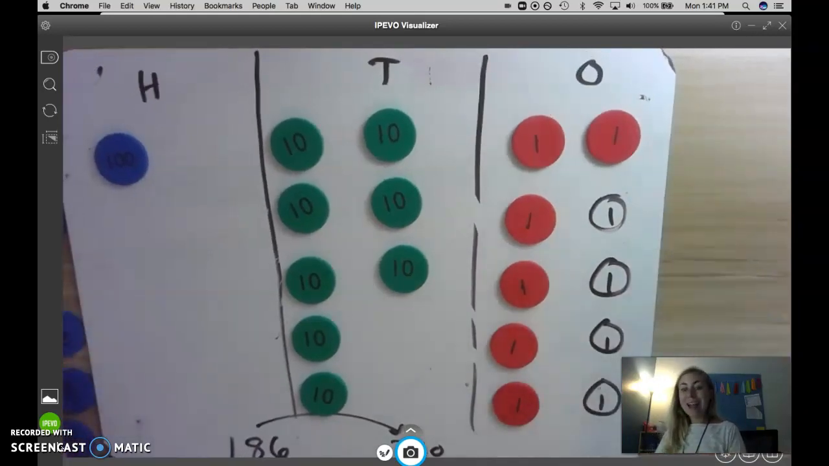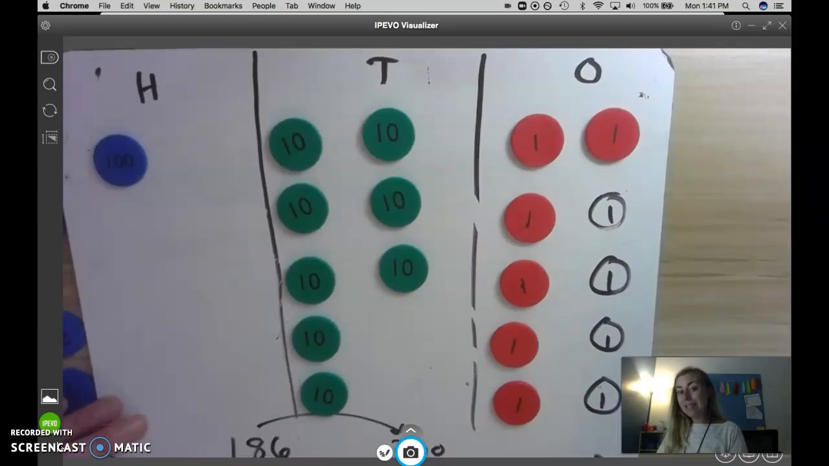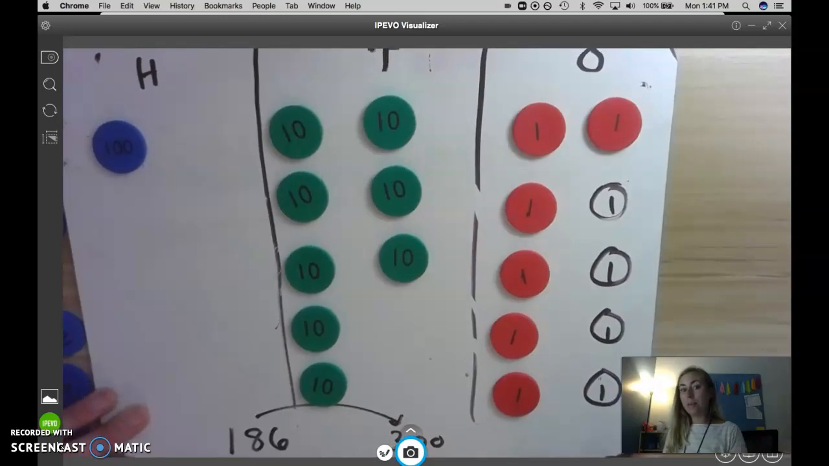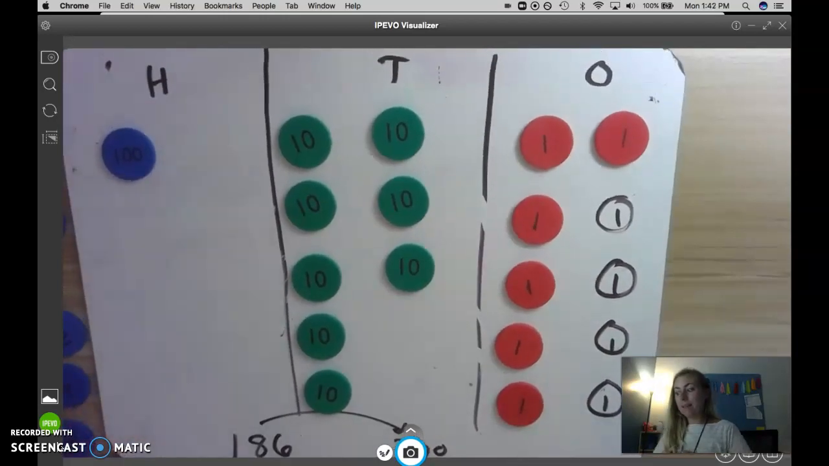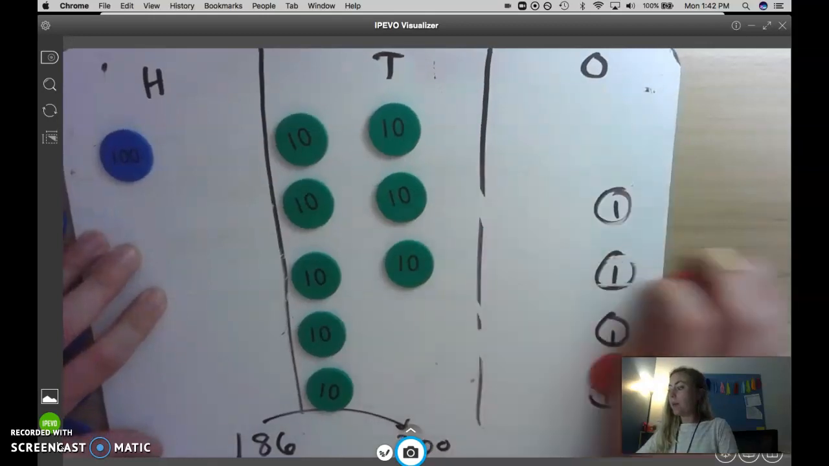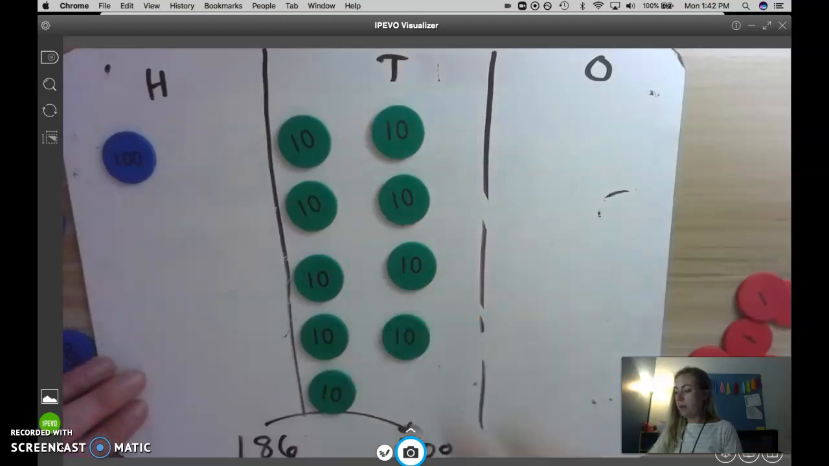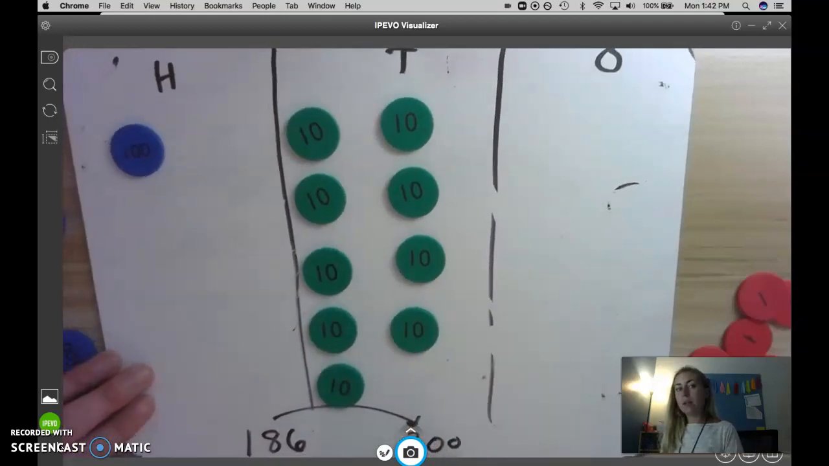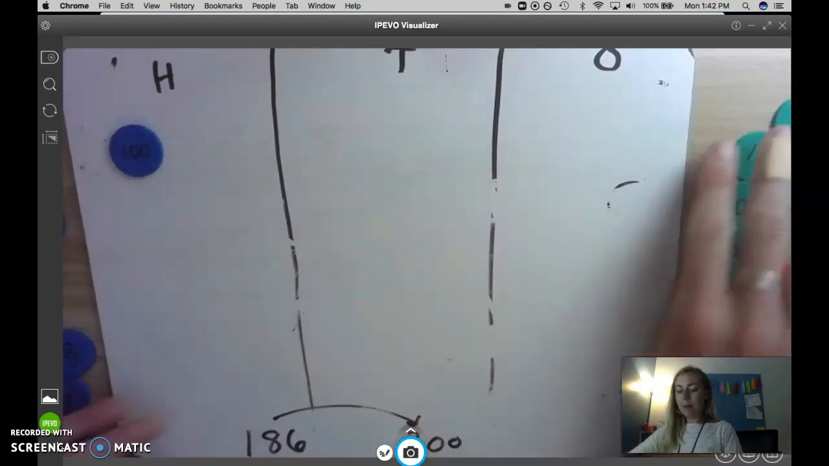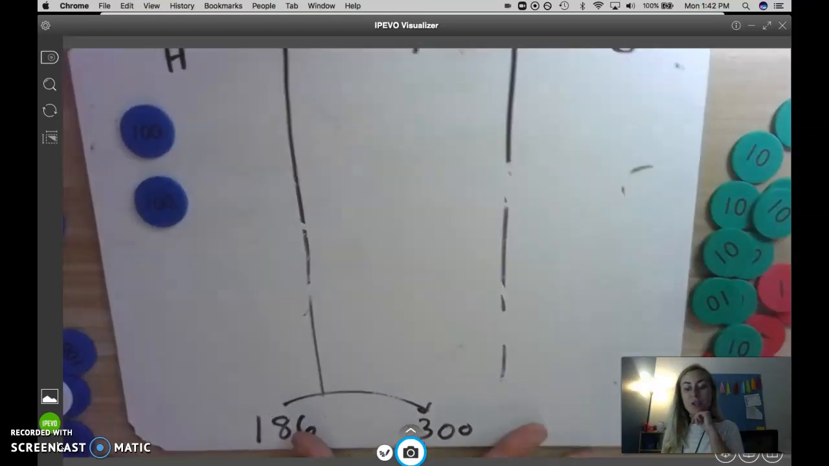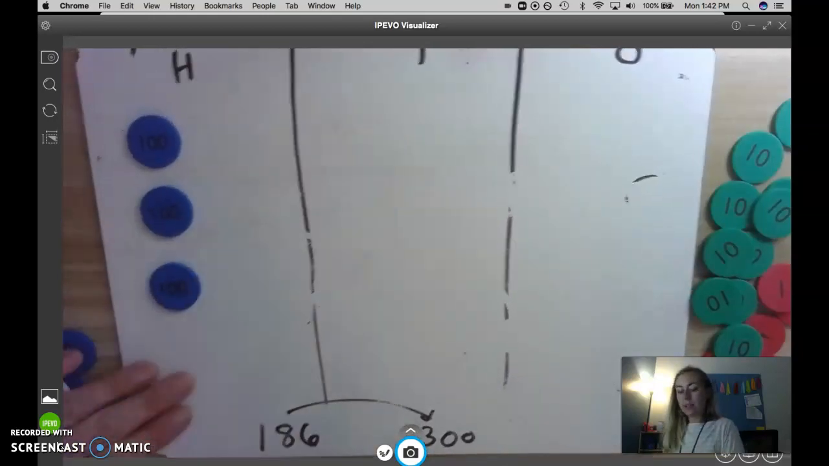Now I'm at 190. If I'm at 190, how many groups of 10 do I need to get to 200? I've got my 10 ones here, so I'm going to make that a 10 right here. So I'm at 190. How many 10s do I need to get to 200? That's right, I need one more group of 10. So I'm going to take these, and I'm going to make it 100. So now I have 200. How many hundreds do I need to get to 300? One more 100, that's right.